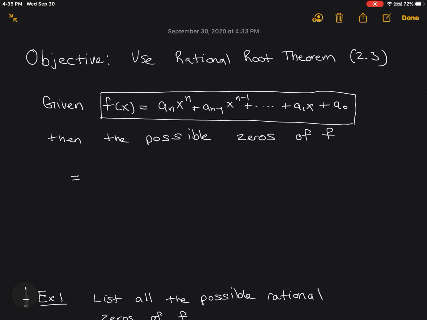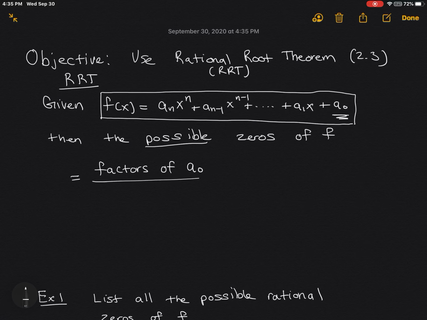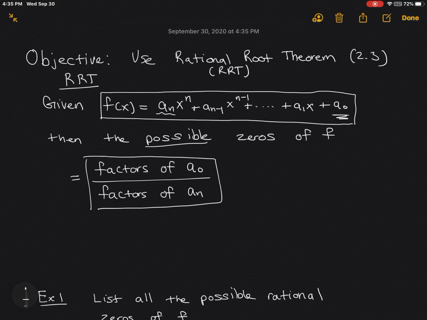All right, so this is your polynomial function, and really what the RRT, we'll call it the RRT, the rational root theorem, tells you is that given a polynomial function in standard form, the possible zeros of f are basically factors of your constant term, which is a sub 0, over factors of your leading coefficient, factors of a sub n. This will give you the possible rational zeros.